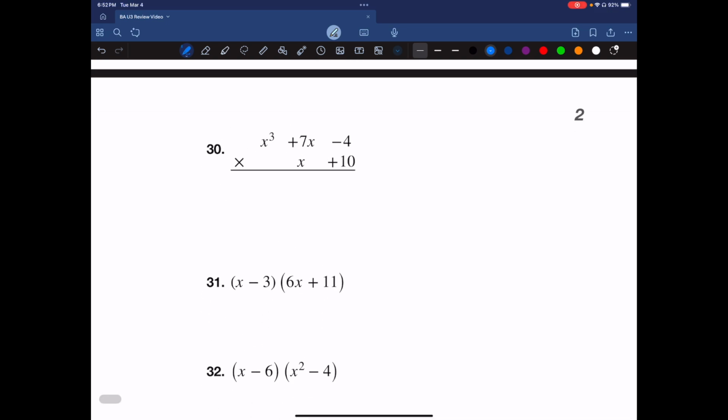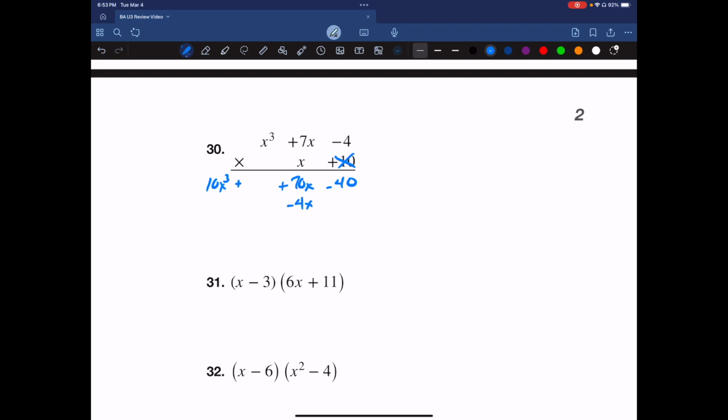30 is tricky, so follow along closely. What I'm going to do is take 10 and give it to every term. So I get negative 40. 10 times 7 is 70, so it's going to be plus 70x. Now, you'll notice I don't have an x squared term. I have an x cubed. So I'm going to skip some space, and that's going to be plus 10x cubed. That'll be important in a second. All right, now I'm done with the 10. Now I have the negative 4, so it's minus 4x.